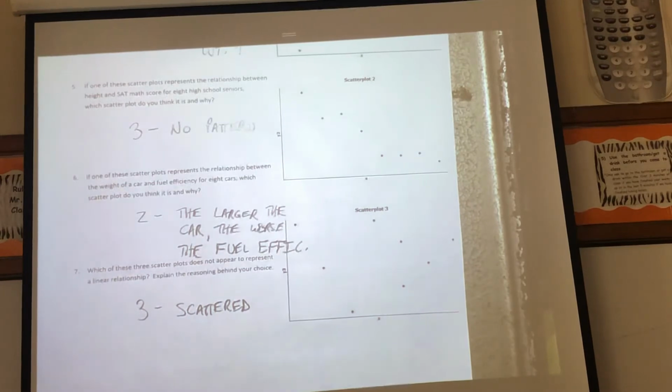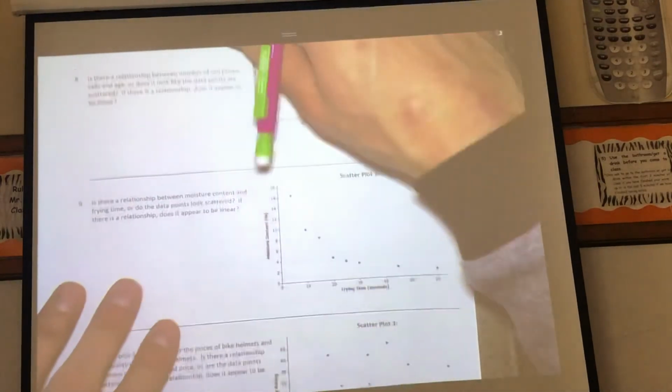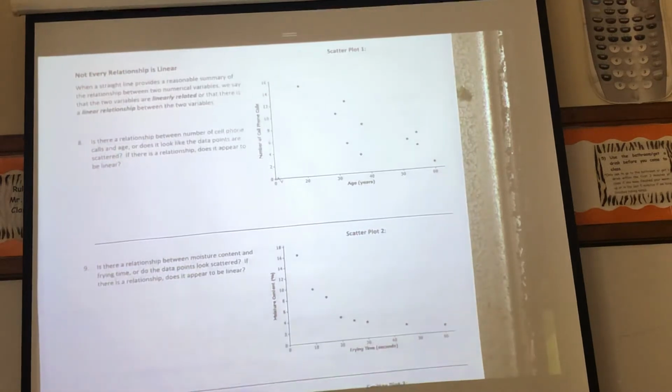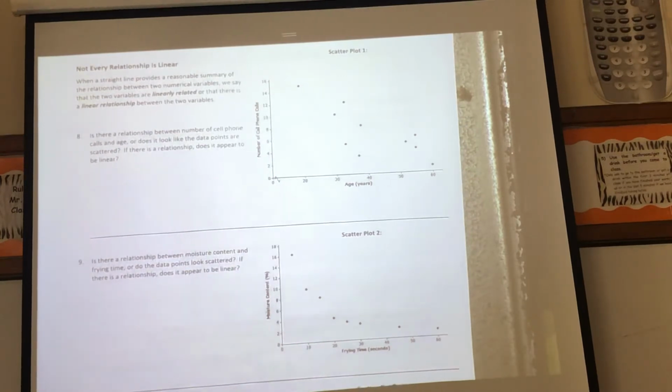All right. Please take a look at the next page. Now, not every relationship is linear. When a straight line provides a reasonable summary of the relationship between 2 numerical variables, we say the 2 variables are linearly related, or that there is a linear relationship between the 2 variables.